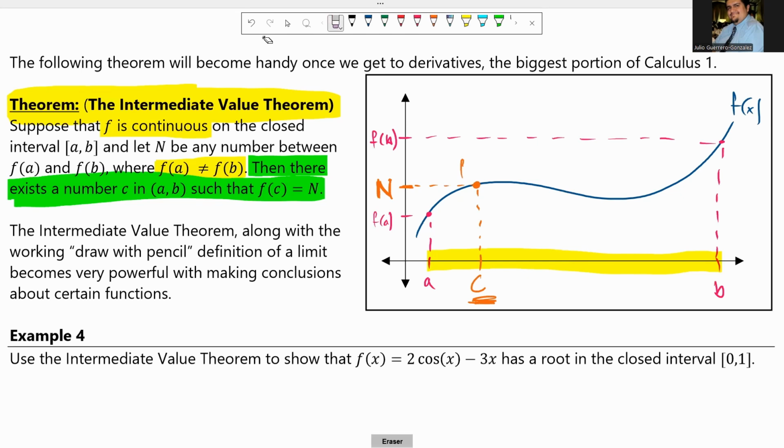the point (c, f(c)) has f(c) equal to n. I am guaranteed that this is going to happen. I am guaranteed that this is going to happen right here.